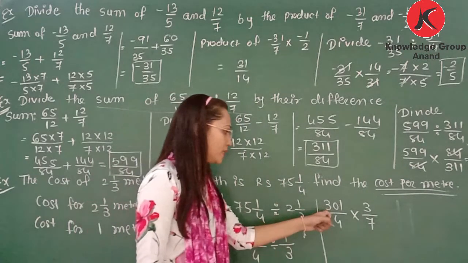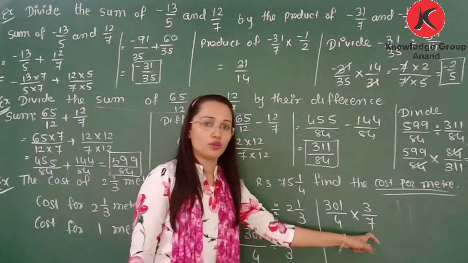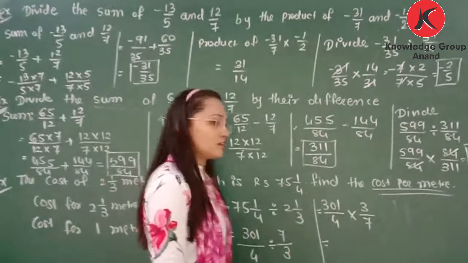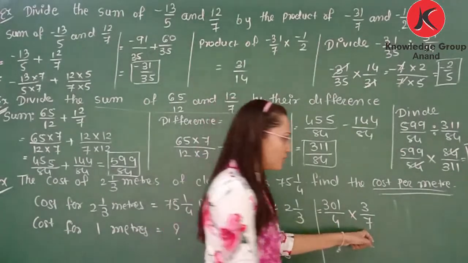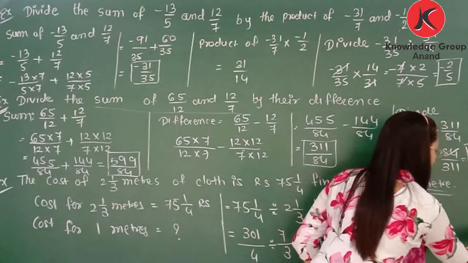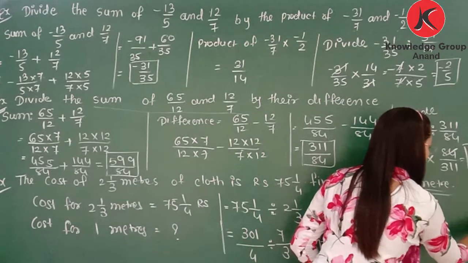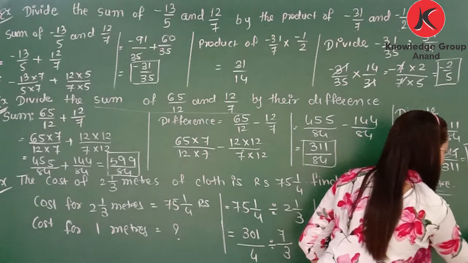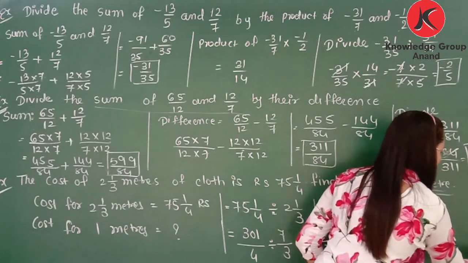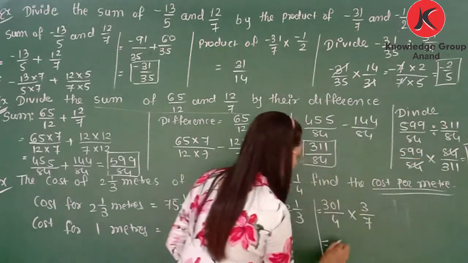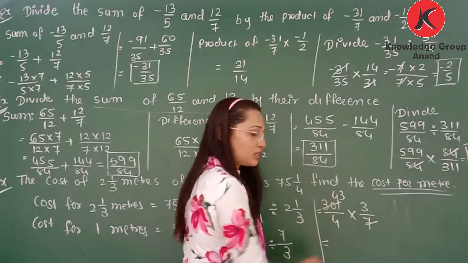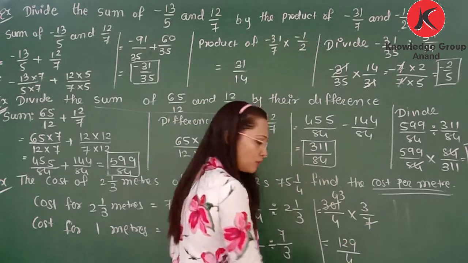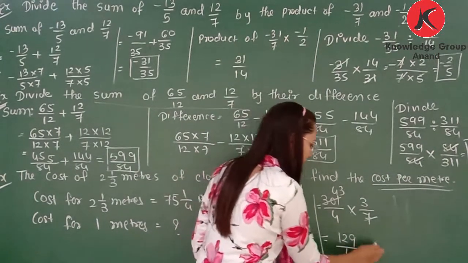Now here we need to multiply 301 with 3, 4 with 7. Now here 301 divided by 7. So let's divide 301 by 7. 7 4s are 28, 7 3s are 21. So it is 43. So here we can cancel out with 43. Now 43 is multiplied with 3. So it is 129. Now if we divide 129 by 4, we will get 32.